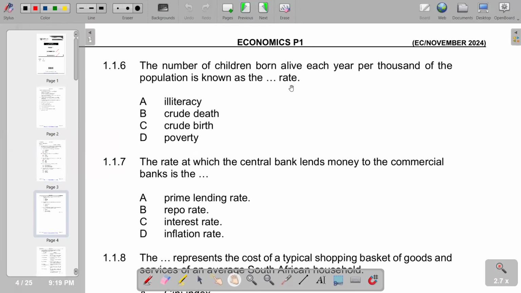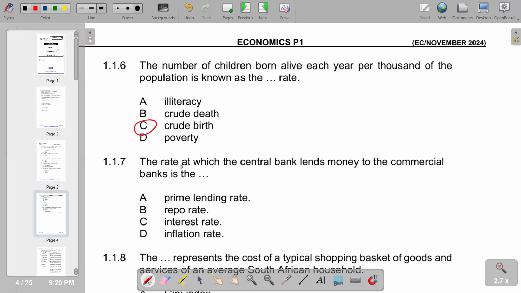The number of children born alive each year per thousand of the population is known as the death rate. So remember, this is the crude birth rate. So we have got crude birth rate on B. Remember, the crude birth rate is basically looking at the number of live births in a population over a specific period, usually a year, per 1,000 people. So this is what we have in terms of crude death, crude birth. So we can just correct. We are talking about the crude birth, which is on C. So this is what we have.